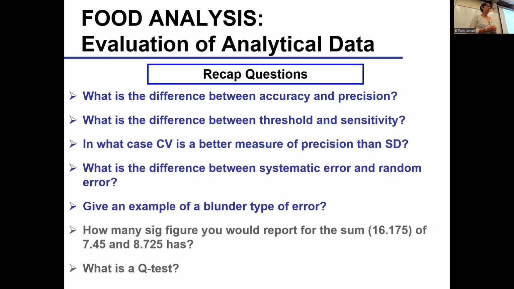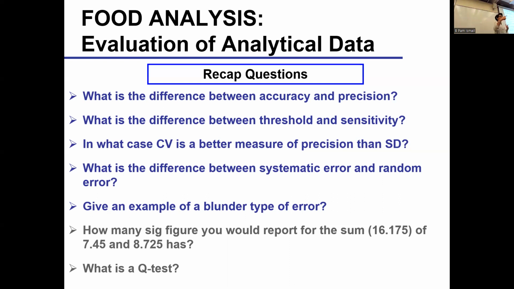So what does accuracy mean? What does precision mean? Anybody? Go ahead, Ingrid. Very good. So that's excellent. So to repeat what Ingrid said for the recording, accuracy is how close our mean is to the true value or a reference value.